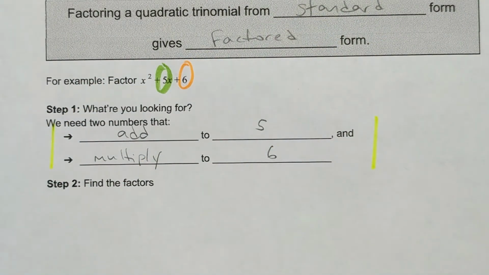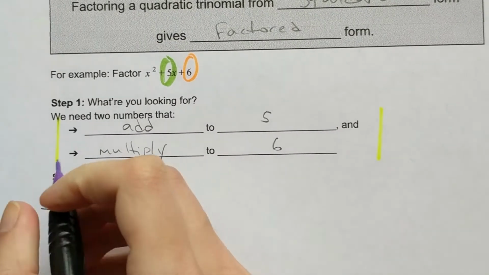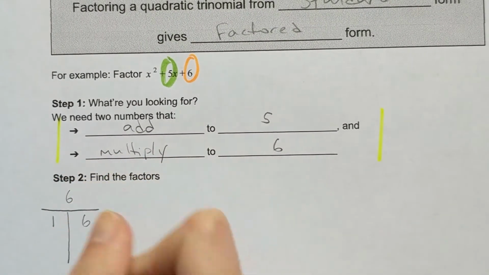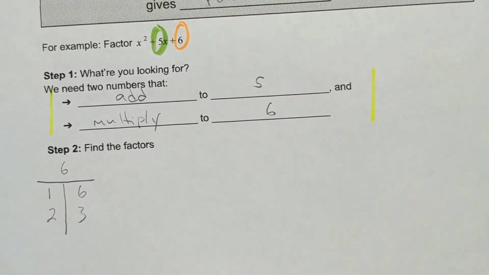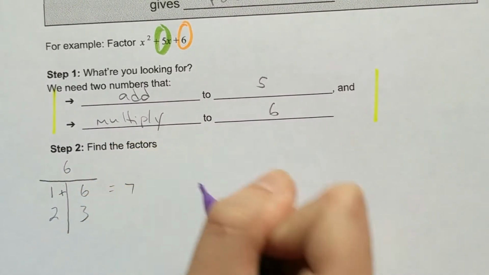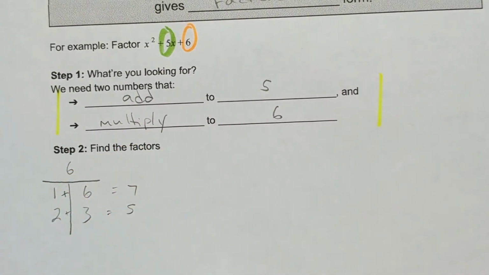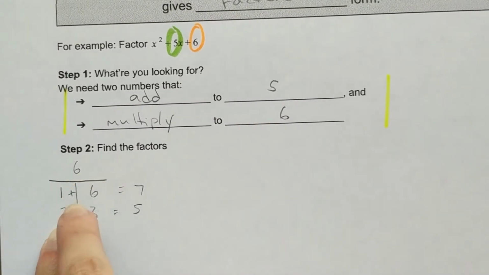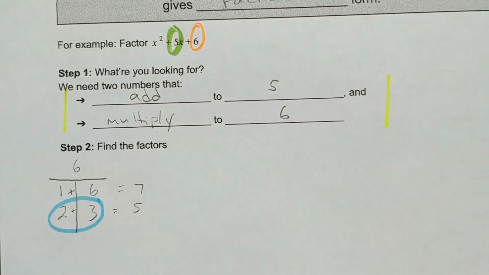The easiest way to do this is to start a factor chart for the number 6. One times 6, 2 times 3. There's not much else. Now I'm going to add them together. 1 plus 6 is 7. 2 plus 3 is 5. And so we have just found our two numbers. 2 and 3 multiply to 6, and they add to 5. Those are the numbers that we are going to be using.